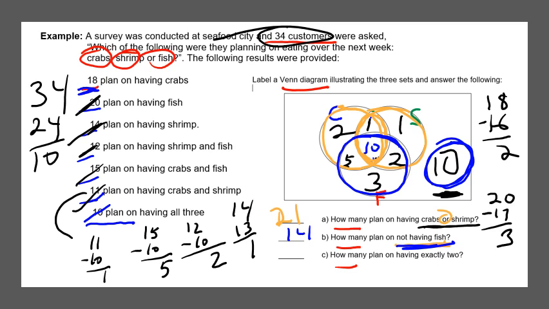How many plan on having exactly 2? If you're going to have exactly 2, then you either are standing here, because this is exactly crab fish. Here, this is exactly crab shrimp. Here, this is exactly fish and shrimp. So those 3 numbers add up to 8. 5, 6, 7, 8.